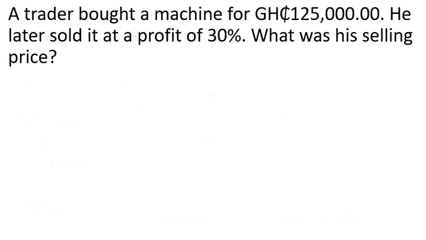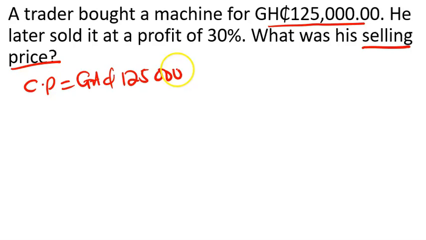A trader bought a machine for 125,000 Ghana cedis. He later sold it at a profit of 30%. What was his selling price? So we are looking for selling price. We know the cost price. The cost price is 125,000 cedis. And then the selling price, we don't know. And that is what we are going to find. We know the profit percent.